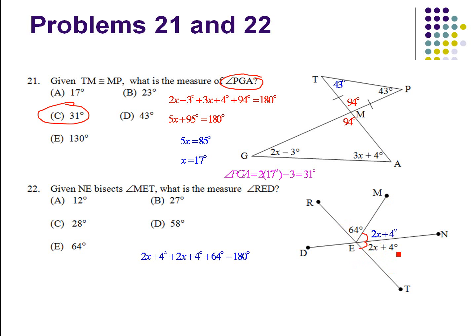So I end up getting 2x plus 4 plus 2x plus 4 plus 64 equals 180. So I get 4x plus 72 equals 180. Solving for x, I get 27. We want to know the measure of angle RED. Well, that is vertical to this one. So RED is going to have the same measure as angle NET. So it's just going to be 2 times x plus 4. So 2 times 27 plus 4 is 58. Therefore, the answer was D.